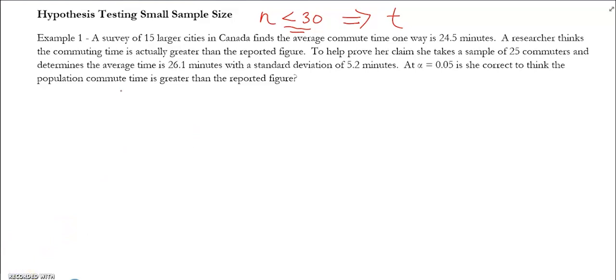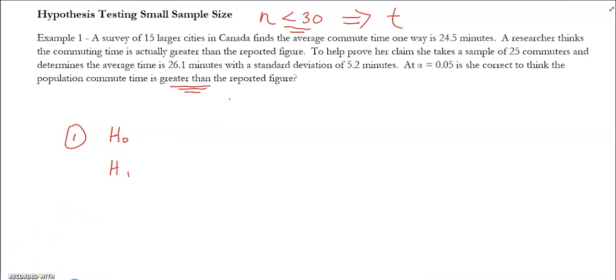Now, before we start this question, let's just analyze a couple things. This indicates that there is direction. It says greater than the reported figure. So we know then that this is going to be a one-tail situation. Now, the greater than indicates it's going to be on the right-hand side. It's pointing to the right. So first thing we're going to do is come up with our null hypothesis as well as the alternative. Pause the video, see what you come up with.